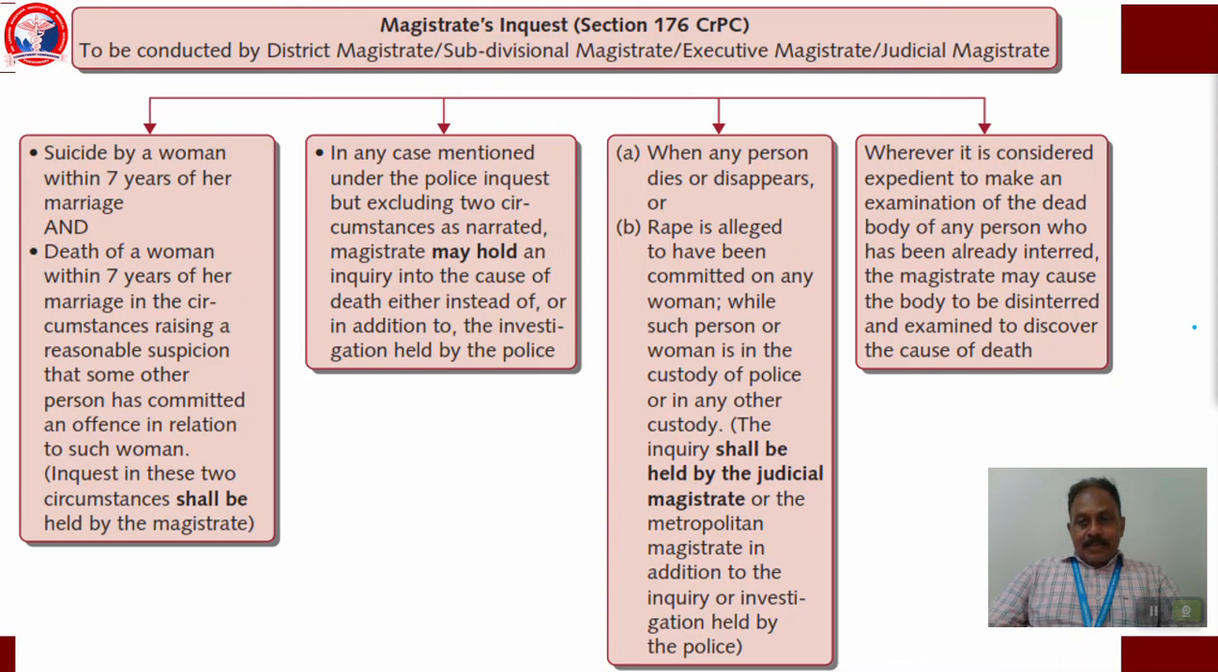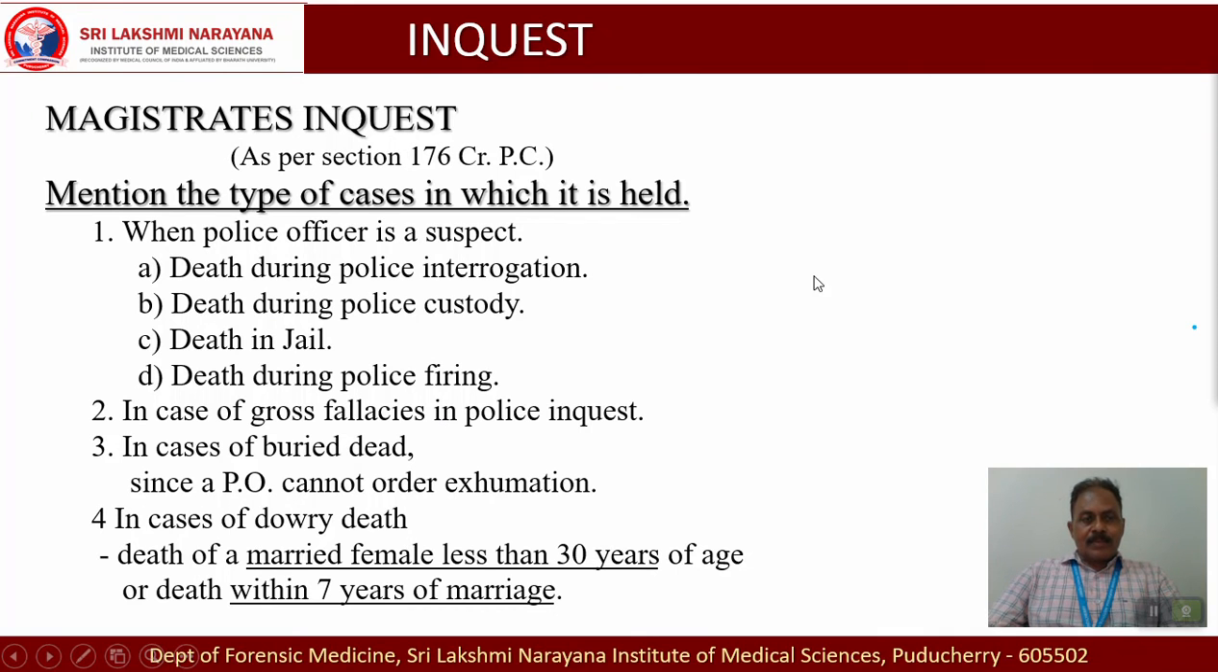Whenever it is considered expedient to make an examination of the dead body of any person who has already been interred, the magistrate may cause the body to be disinterred and examined to discover the cause of death. These are the circumstances that have been mentioned. The simplified version of the types has been mentioned here. When the police officer is the suspect, the magistrate holds the inquiry. During police interrogation, if an individual dies, the magistrate holds the inquiry. Death during police custody, death in a jail, even death during police firing.